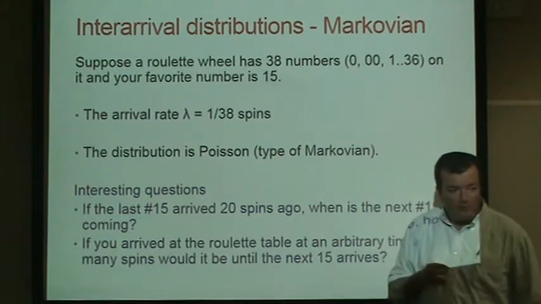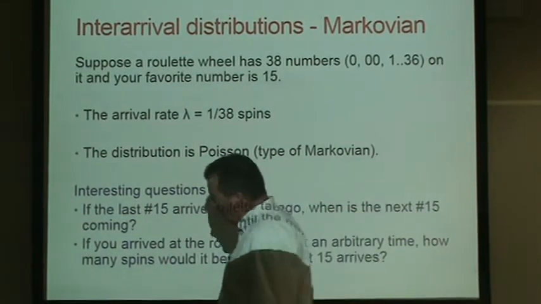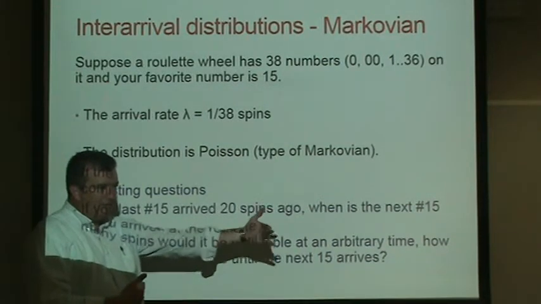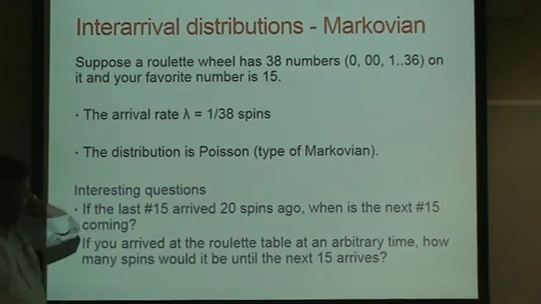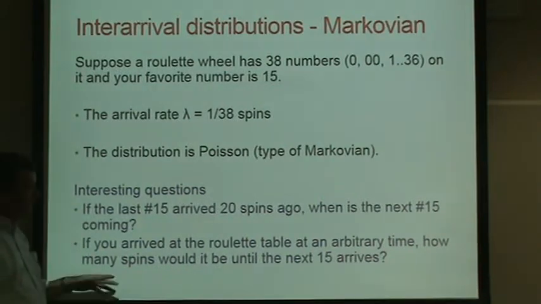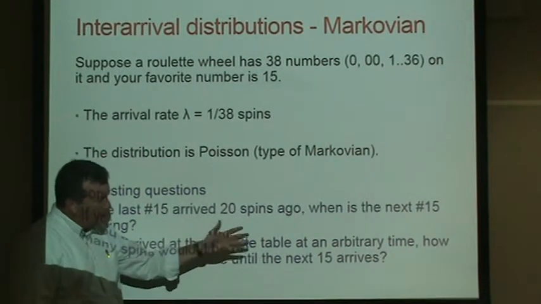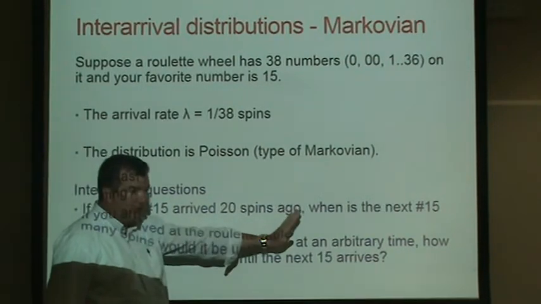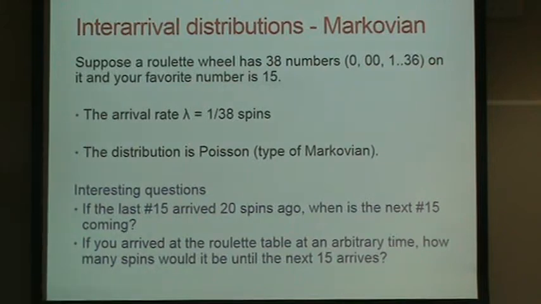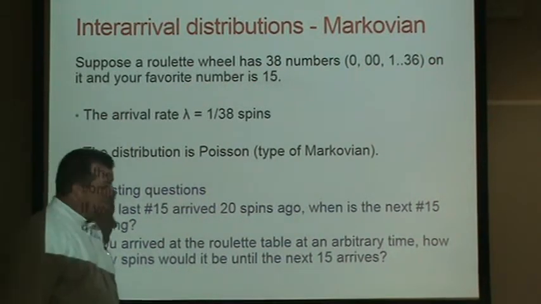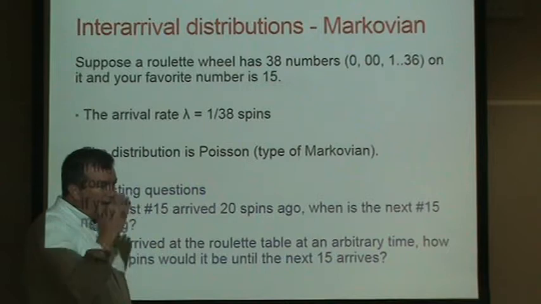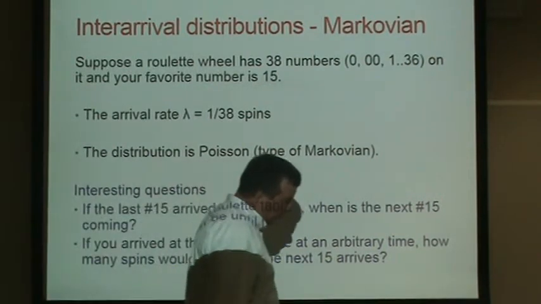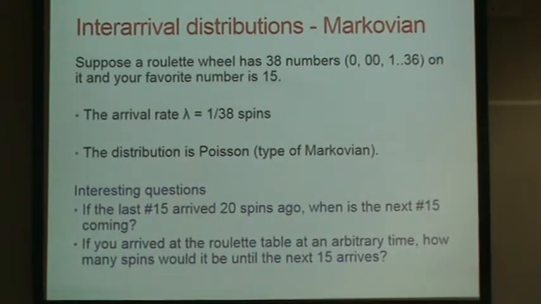18 spins. Now that would be the correct answer if the wheel guaranteed that every 38th spin was the number 15. Then if it was 20 spins ago and it comes up once every 38 spins, then we know it will be 18 spins from now. But it's really a 1 in 38 chance. Right, every time you spin the wheel, there's a 1 out of 38 chance it'll come up, which means, if there's nothing wrong with the wheel, it'll come up 1 out of every 38 times.